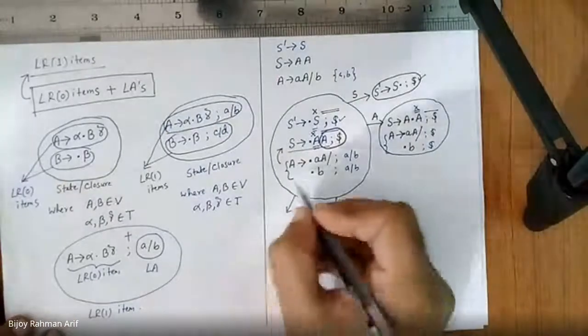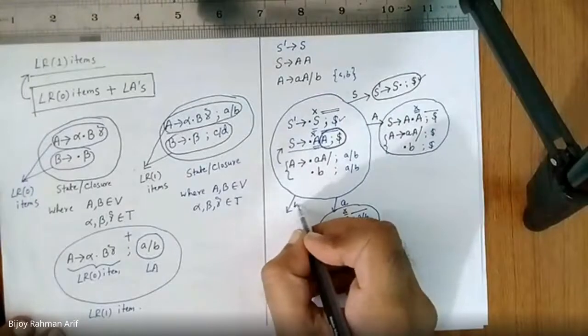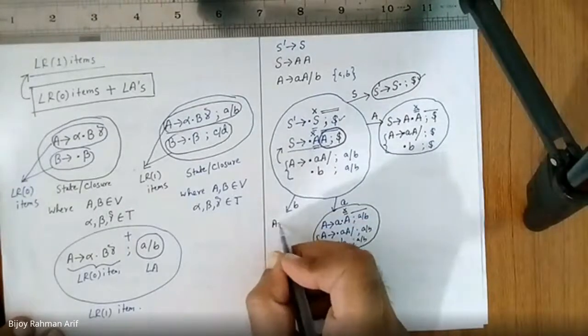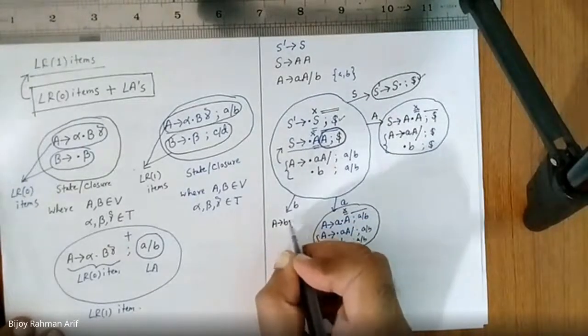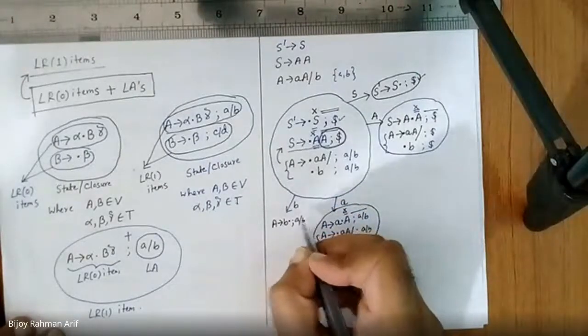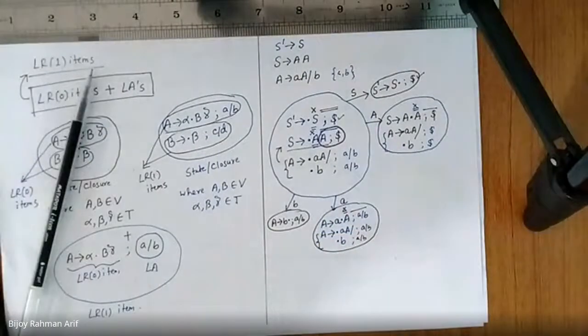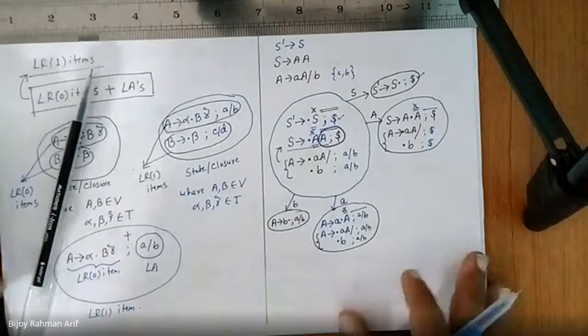Okay. Now let's go over here. Shift on b. What do you get? A derives b dot, and it's a final item. So you have to stop, and don't change the lookahead, which is nothing but a comma b. All right. So do you have any question? You can ask. No questions?